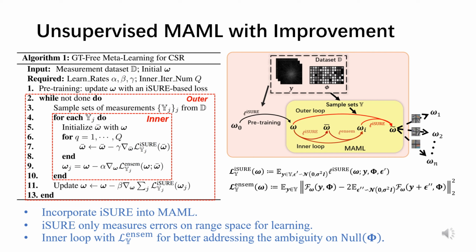We incorporate the iSure loss into standard MAML for unsupervised meta-learning. The iSure measures errors on range space for range space reconstruction learning, while the ambiguity on null space is addressed by the implicit prior from the network. For improvement, we introduce an inner loop with an ensemble loss, so as to leverage an ensemble of predictions to improve the prediction accuracy on null space.